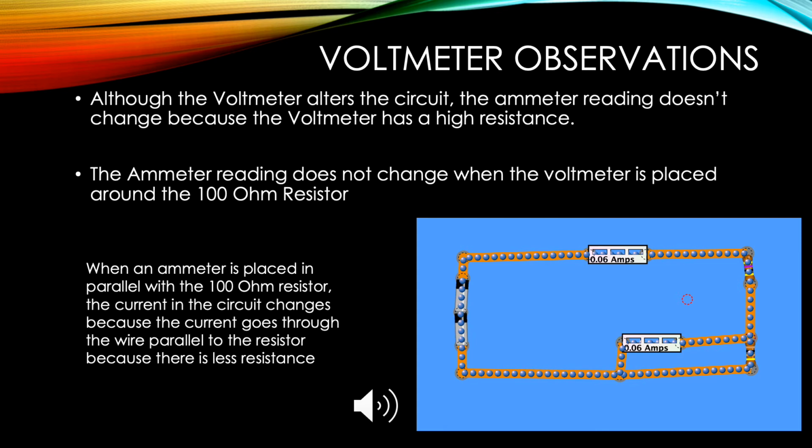Although the voltmeter alters the circuit, the reading of the ammeter doesn't change because the voltmeter has a very high resistance, so no current flows through it. The ammeter reading does not change when the voltmeter is placed around the 100 ohm resistor because of this concept. However, when an ammeter is placed in parallel with the other resistor, the current in the circuit changes because no current travels through the part of the wire with a resistor in it, reducing the overall current in the circuit.